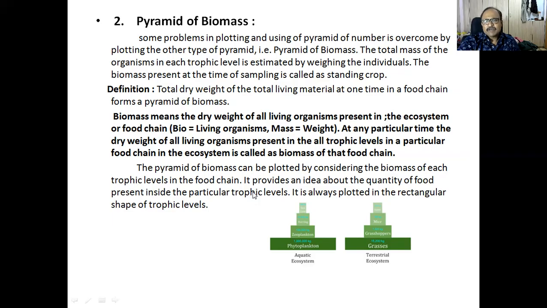The pyramid of biomass can be plotted by considering the biomass of each trophic level present in the food chains. Now this pyramid of biomass shows the presence of food in each trophic level of the ecosystem. The pyramid of biomass हमें क्या बताता है? ये इकोसिस्टम के हर ट्रॉपिक लेवल पे फूड कितना है, बराबर.